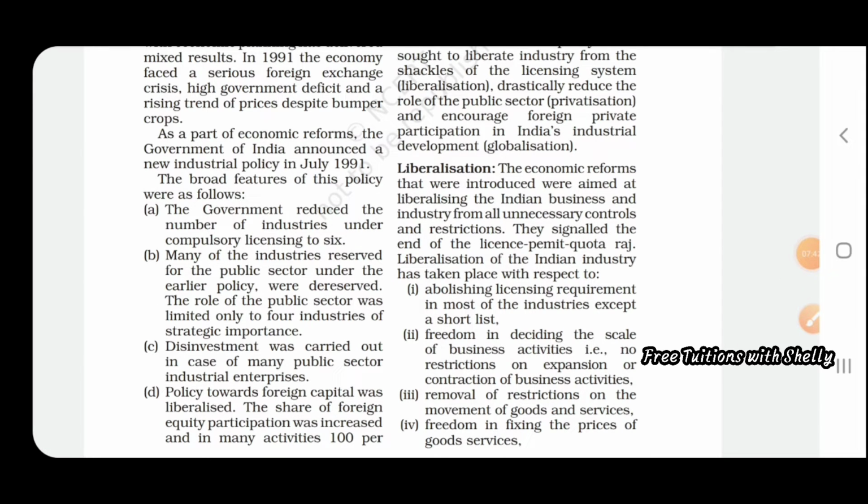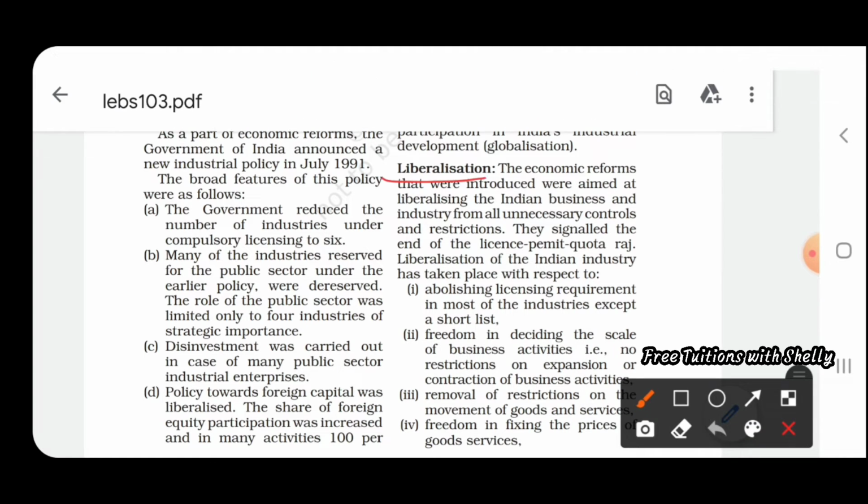The new industrial policy mainly consists of 3 terms, that is liberalization, privatization and globalization. The first one is liberalization. What do you mean by liberalization? It means giving freedom. Reforms have been introduced aimed at liberalizing the Indian economy from unnecessary controls and restrictions. All restrictions and unnecessary controls were avoided by bringing in liberalization: abolishing license requirements, freedom in deciding the scale of business activity, removing restrictions on the movement of goods and services, and freedom in fixing prices. All these were allowed after bringing liberalization.